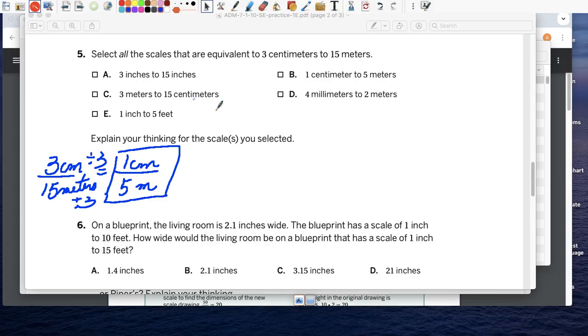Let's look at A. Why would they do this? Select all scales that are equivalent to centimeters to meters. Now, look at the first one, it says 3 inches to 15 inches. Anybody see a problem with this? Raise your hand if you see a problem with that from the get-go.